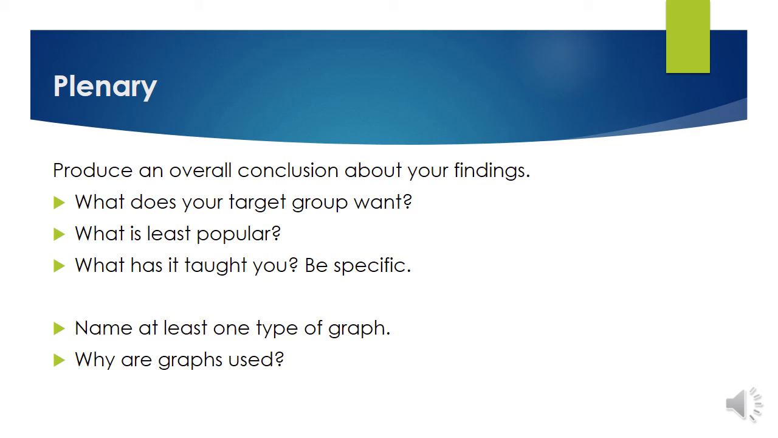So hopefully you now have produced your graphs, and in doing so you can then produce your overall conclusion about your findings. What does your target group want? What do they not want? What's the least popular in each type of graph that you've come up with, either on paper or on the computer? What has it taught you? Be specific for each graph. Don't just say teenagers want joggers. Be specific. Hopefully you can come up with, like I say, the favourite colour, favourite decoration, least favourite. Be really specific. That will be very, very useful later on.